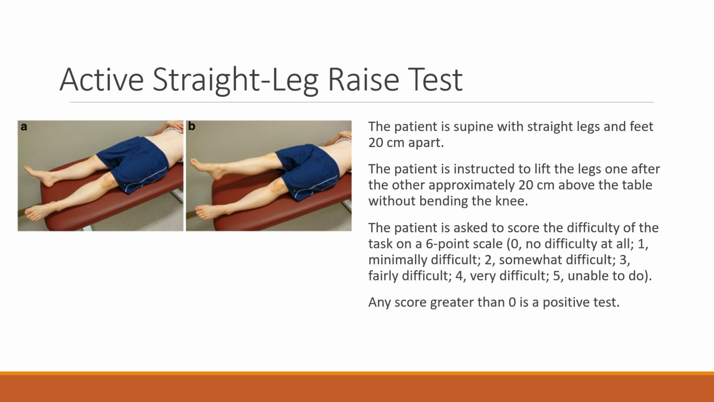And we can put that on a 0 to 5 scale. 0 would be no difficulty at all, the way up to 5, unable to do. 1 would be minimal difficulty, 2 would be somewhat difficult, etc. And so we're going to ask the patient if they have any difficulty with the test. And if they do, anything greater than a 0, any difficulty at all with lifting that heel up 8 inches off the table, that's indicative of a patient who likely needs a core stabilization program.